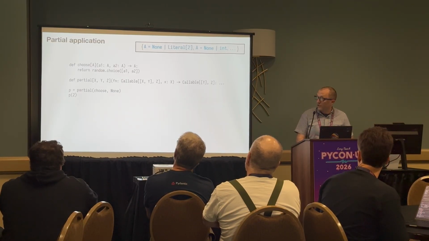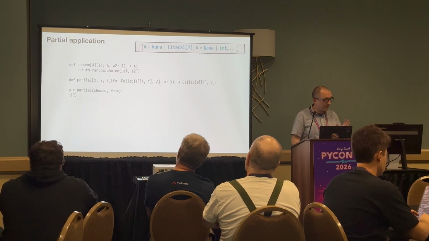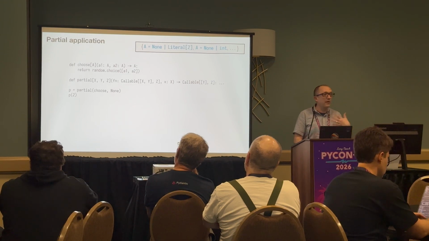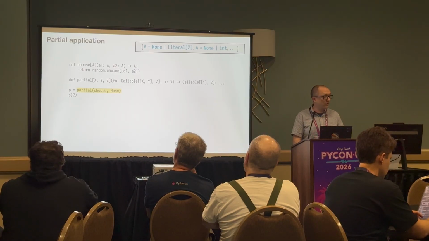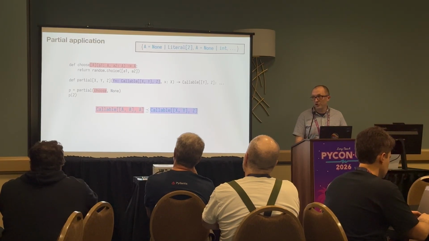So now we've got the partial function that we carried over from the first slide, and we are assigning partial to p just like before, and then trying to call it with 2. So the first thing we need to do is figure out what the type of calling partial is. So what is the type of p here? And again, we're doing exactly the same process. The first argument is choose.